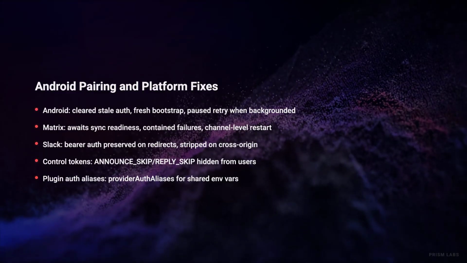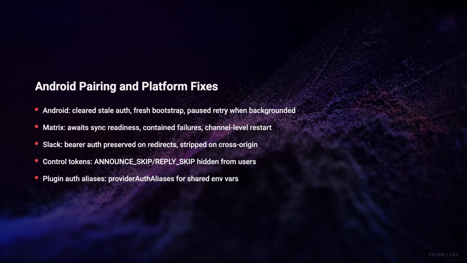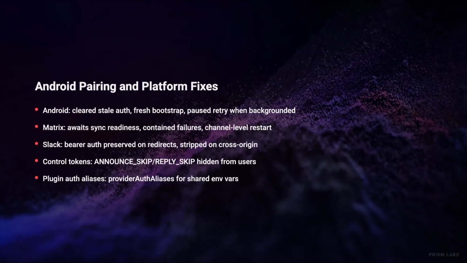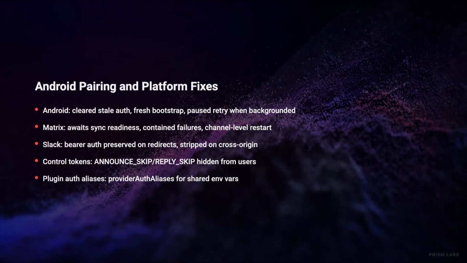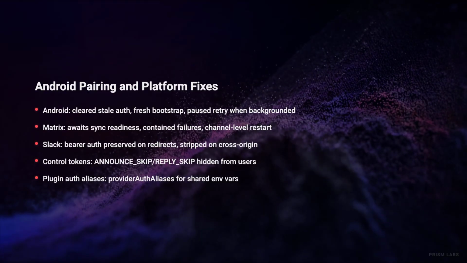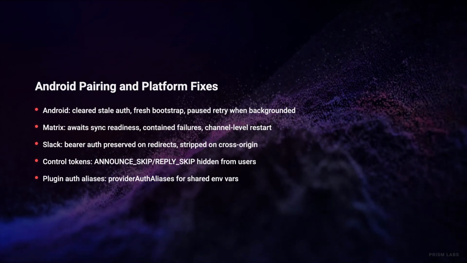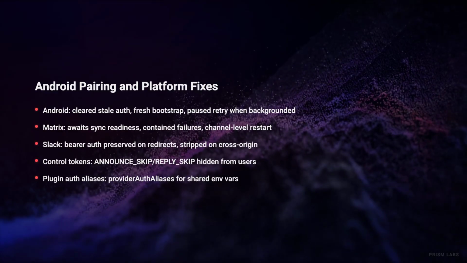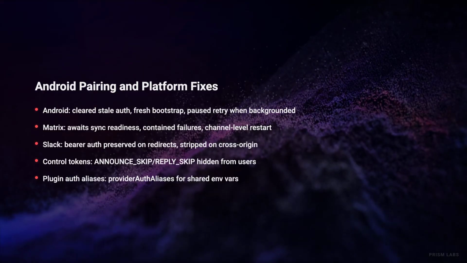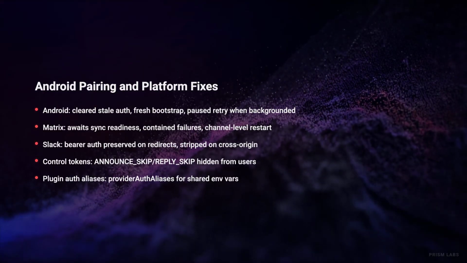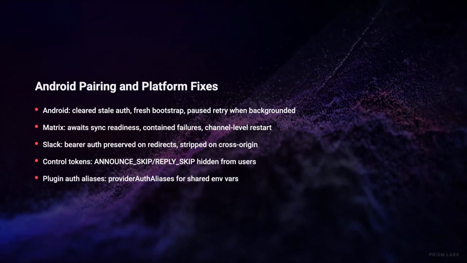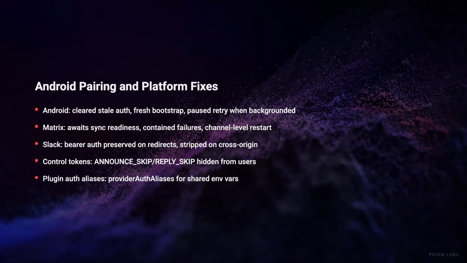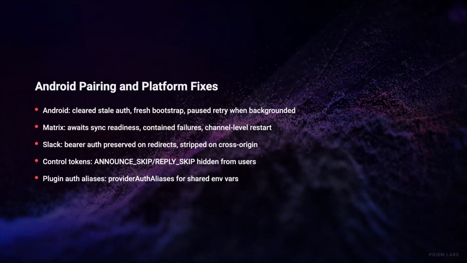Matrix gateway reliability improved substantially. It now awaits sync readiness before marking startup successful, contains background handler failures instead of crashing the entire gateway process, and routes fatal sync stops through channel-level restart. This means a Matrix sync failure no longer takes down the whole system. Slack gets bearer auth preservation across same-origin file redirects, while properly stripping auth on cross-origin CDN hops, a nuanced fix that ensures file downloads work while preventing credential leakage.